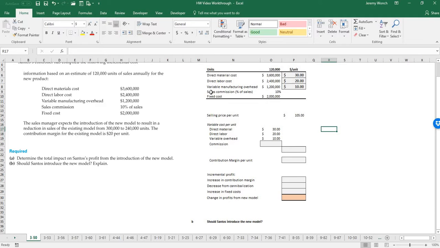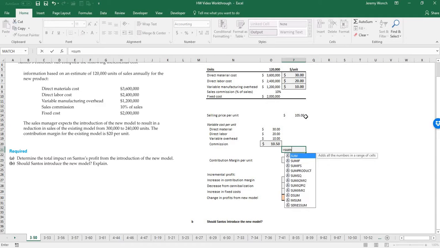However, we also have sales commission, which is a variable cost, so we need to plug in the information for that. The formula is a little bit different, because it says that sales commissions are going to be 10% of sales, we want to take our sales price per unit and just multiply that times 10%. Now we want to figure out what all of our variable costs per unit are, so let's just sum those up.